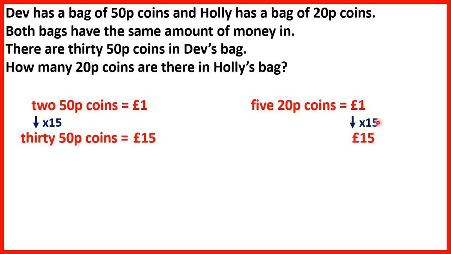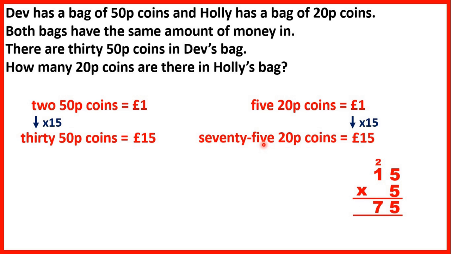1 times 15 is 15, but now we need to work out 5 times 15 to work out how many 20p coins Holly has in her bag. So we can use column multiplication and we get 75. So there are 75 20p coins in Holly's bag.